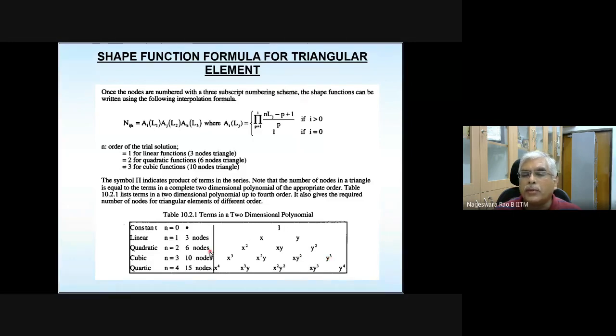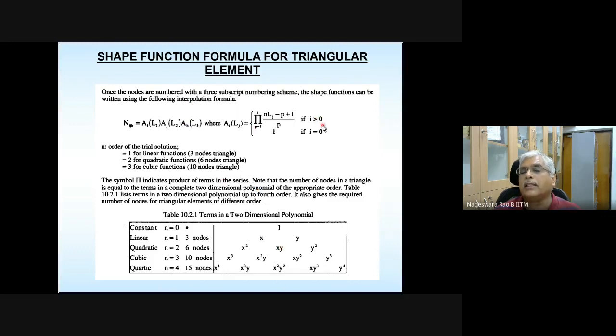And if you want a higher order triangular element, you can go for the next higher order to include all the next higher order terms, 4th order terms. So you need to have 15 nodes for the triangle and n is equal to 4 in that case. So you need to make a note of this entire thing, okay?